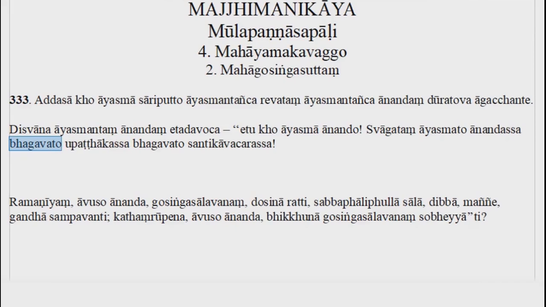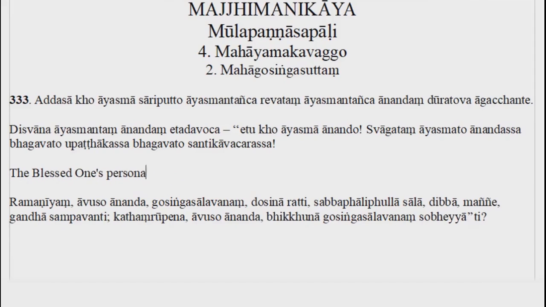And then we have Bhagavato. And this Bhagavato is the genitive, the caretaker of the Blessed One. And then we have Santika Vacharasa. Again, the dative from a compound. Santika Vachara is from Santika, vicinity or presence, and avachara, living with.